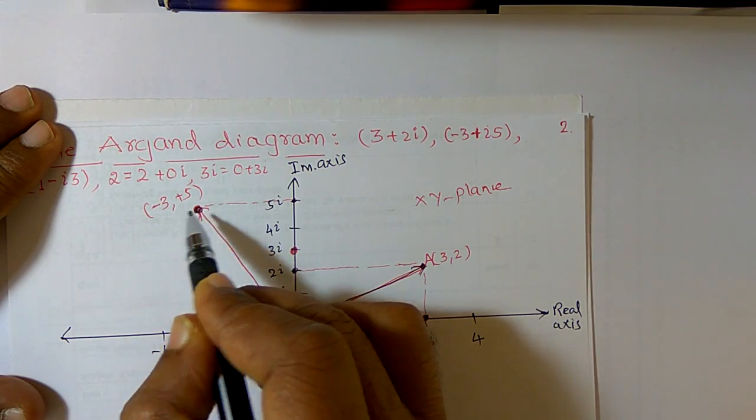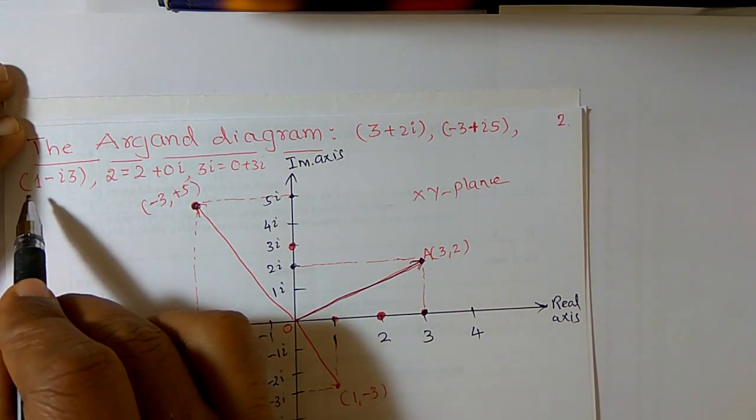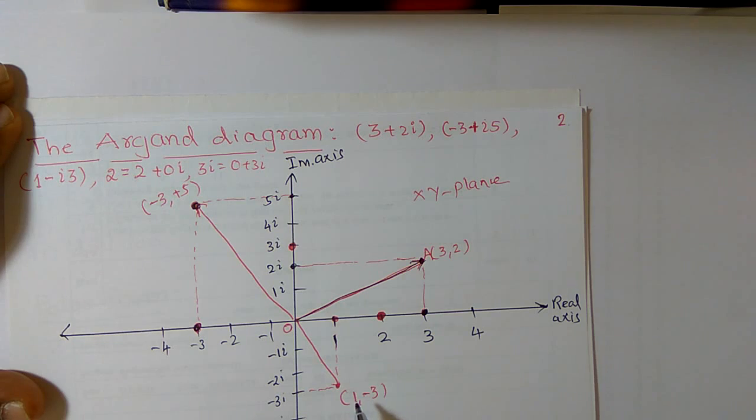What are the coordinates of this point? Minus 3 comma 5. Is it clear? Now exactly in a similar way, 1 minus i into 3. Is it clear? So 1 on the real axis, minus i into 3 on the imaginary axis. These two lines will join. 1 comma minus 3 are the coordinates, or you can draw a vector.